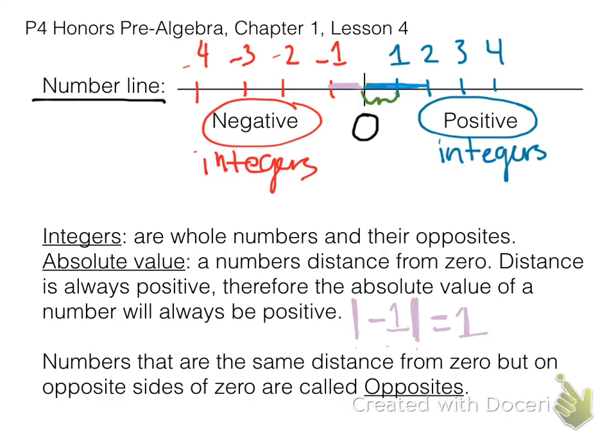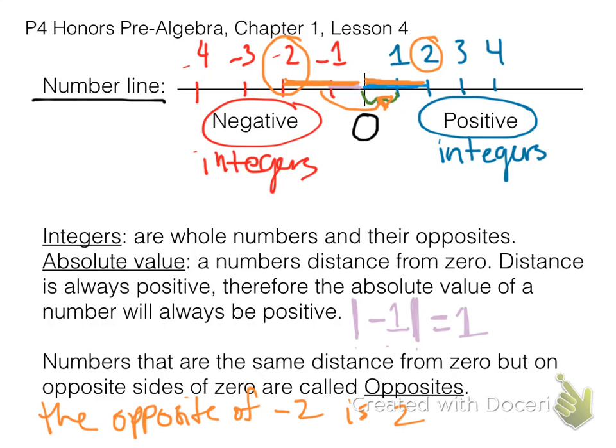Now, just real quick, opposite. If I have negative 2, and I want to know what the opposite of negative 2 is, I look at what number is the same distance from 0, so in this case 2 units from 0, but on the opposite side of the 0. A number that is 2 units from 0 on the right side of the number line would be positive 2. So I could say the opposite of negative 2 is 2, because negative 2 is 2 units from 0, and positive 2 is also 2 units from 0, but again on the opposite side of the 0. So that is number lines, absolute value, integers, and opposites.